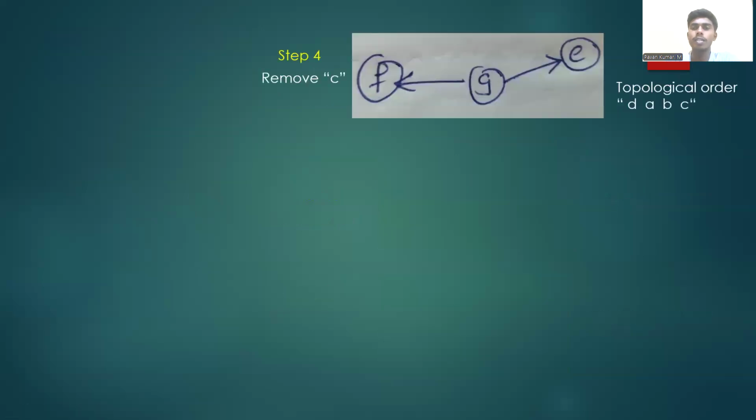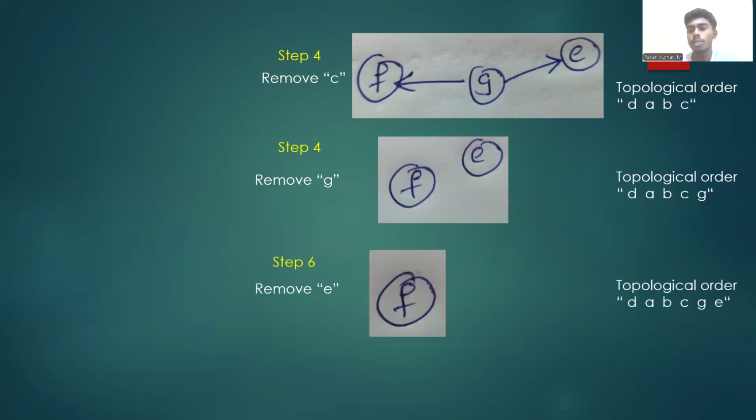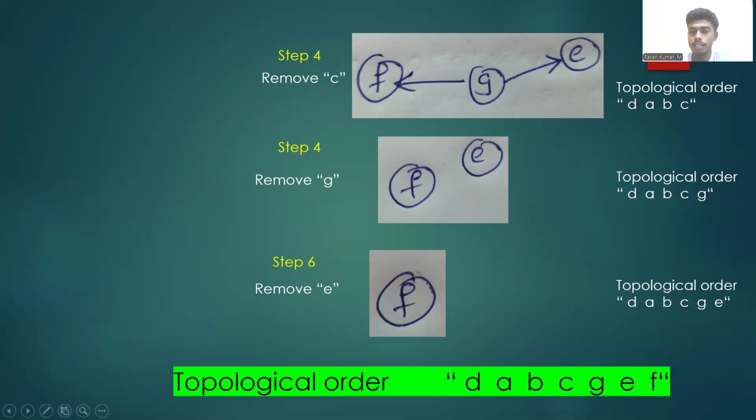Step 4 is remove C. Topological order is D A B C. Step 5, remove G. Topological order is D A B C G. Step 6, remove E. Topological order is D A B C G E. And here is the final topological order, D A B C G E F. Well, thank you.